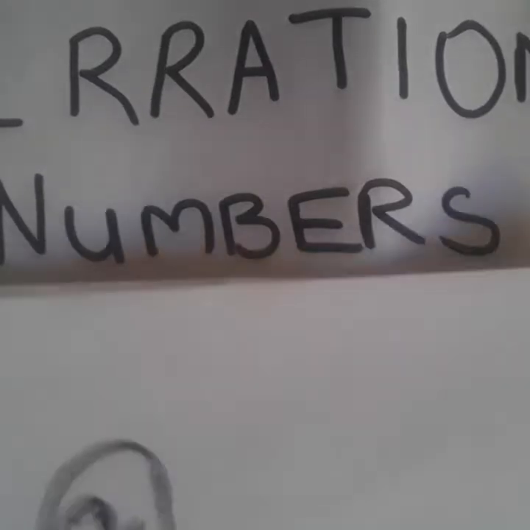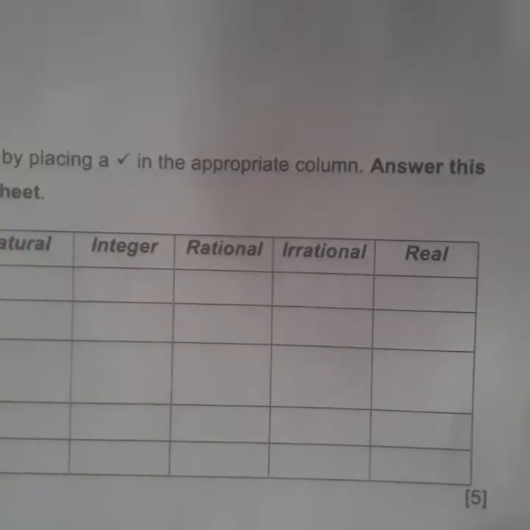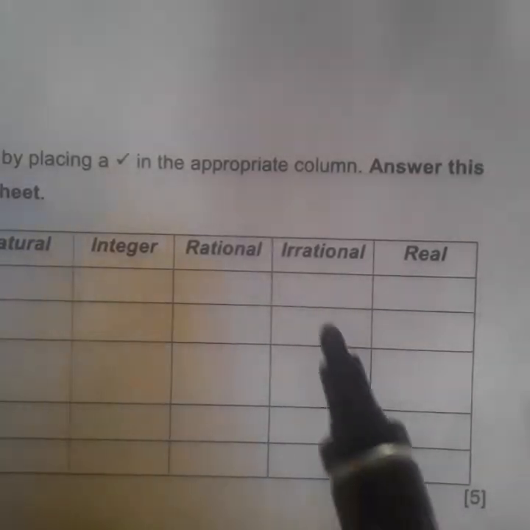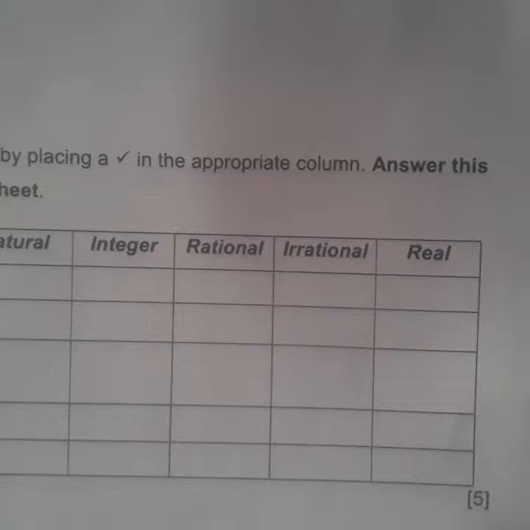So now, with the rational numbers, with an irrational number, an irrational number is a number that cannot be written in the form of a fraction, meaning in the form of A over B, in the form of a ratio. So that is what an irrational number is.